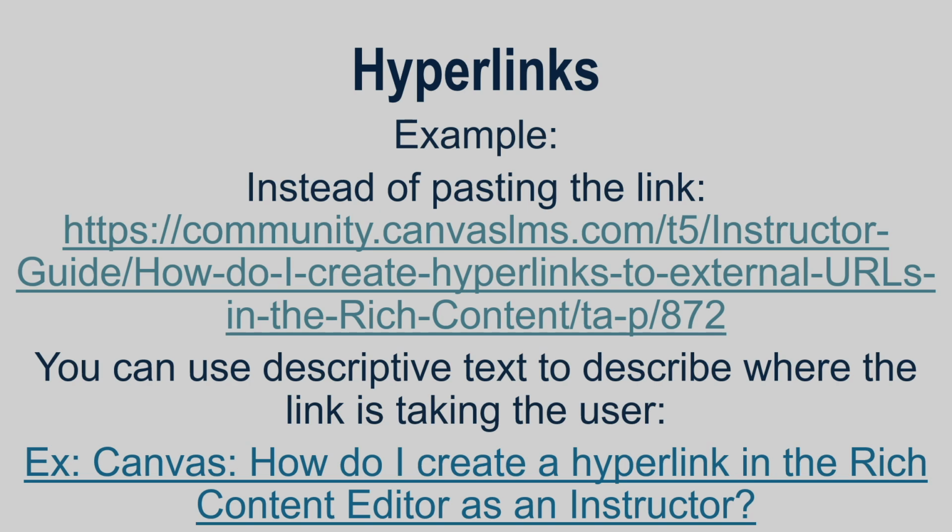So for this link, instead of pasting it on a page, we could use descriptive text like, example, Canvas. How do I create a hyperlink in the rich content editor as an instructor? We know where we're going and we haven't been read character by character an entire raw link.